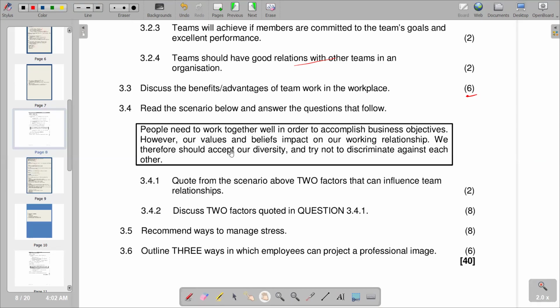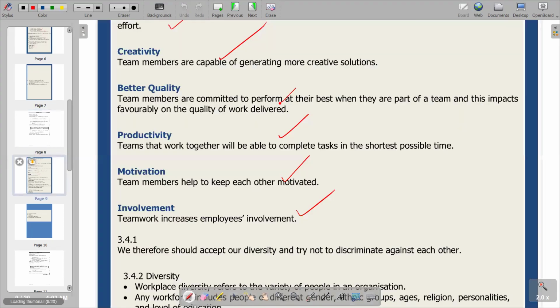We have the issue of diversity and discrimination. Those are the 2 factors that we can just pick there. So we therefore discriminate against each other. Basically, that's what we have on 3.4.1. So we can just try to check it in terms of our response. The second person, try not to discriminate each other. So this is exactly as we have on 3.4.1.